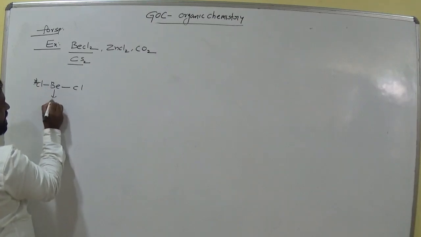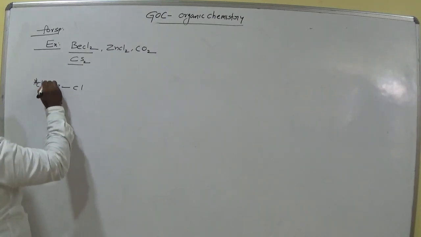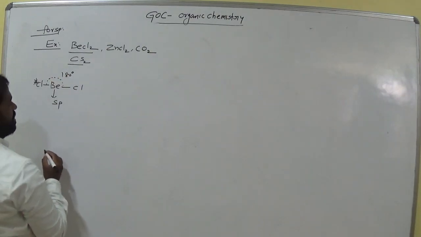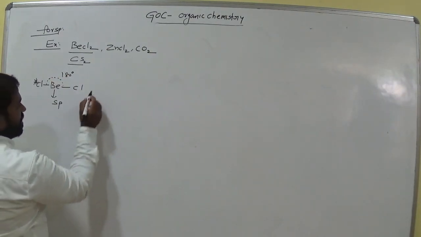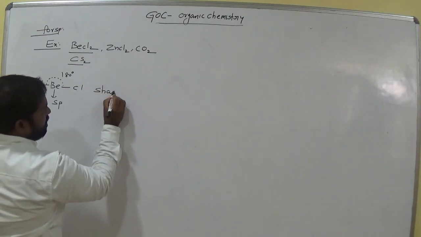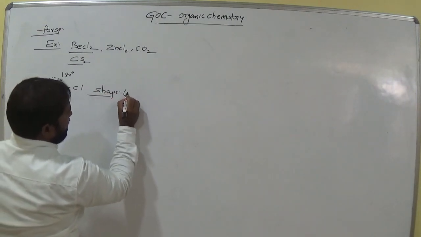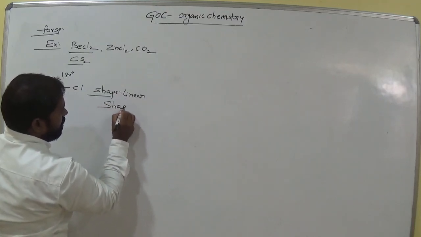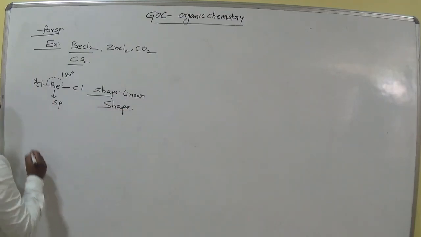BeCl2, which hybridization does it have? sp. What is the bond angle? 180 degrees. Which hybridization? sp. Shape? sp hybridization means it is linear in shape. What is the shape of the molecule? Linear, or the geometry we call it is linear.